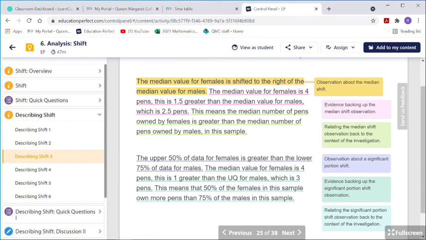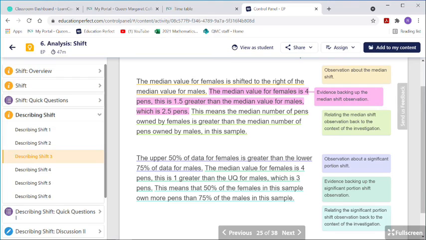The median value for females is shifted to the right of the median value of males. You must state, if there is a shift, what is it? Right? And you must be talking about the medians. Now, if the median value for females was shifted above the upper quartile for the males, then you wouldn't put median and median. You would say median and upper quartile, which is an even bigger shift, right? So be specific, but make your observation about the shift.